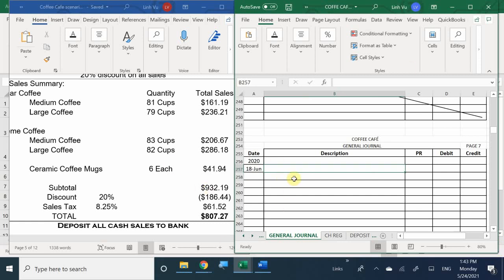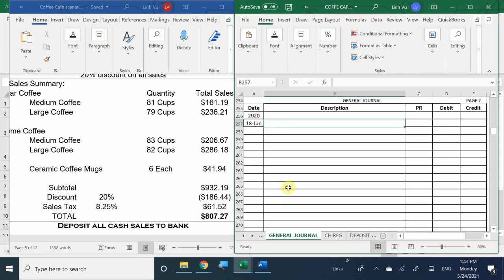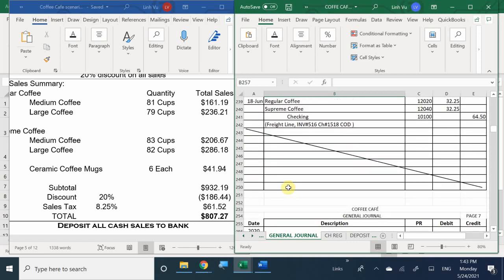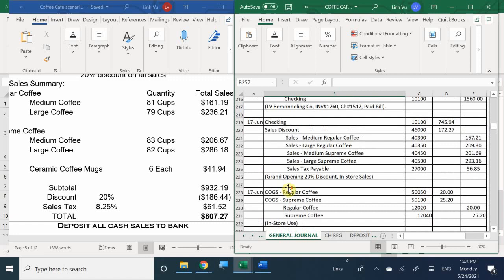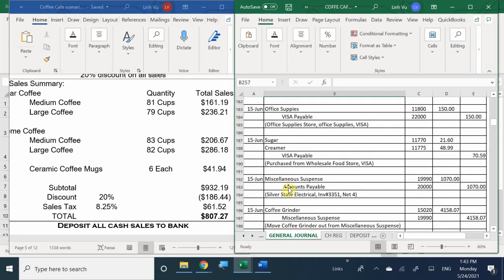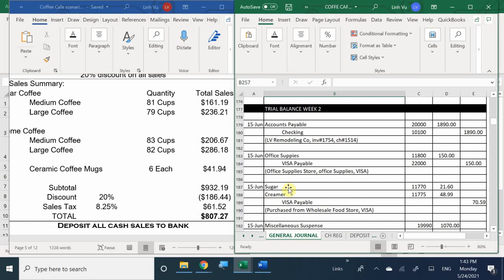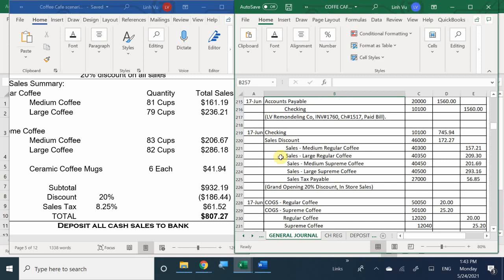Then for your credits, you're going to have sales medium regular coffee, okay, sales large regular coffee, okay, sales medium supreme coffee, good, sales large supreme coffee, good, and you also have sales ceramic coffee mugs because we sold some of those, okay, and sales tax payable. Good.